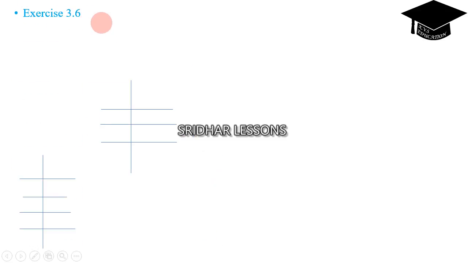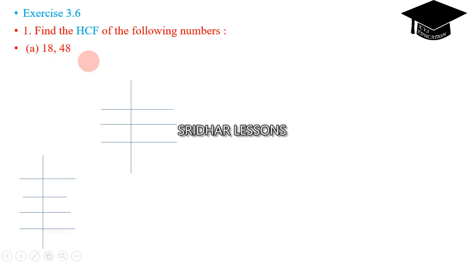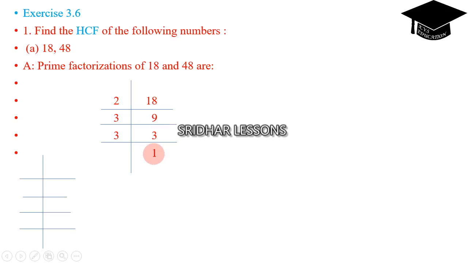Exercise 3.6. Problem number 1. Find the HCF of the following numbers: 18 and 48. We will go for prime factorization of 18 and 48. For 18, 2 can be factorized into 9, and 3 can be 3 into 3. And for 48, 2 into 24 is 48. 2 into 12 is 24.